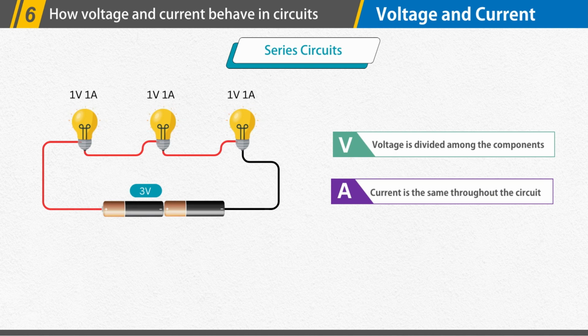This is because there is only one path for current flow and the same amount of current flows through each component in the series. The total current in a series circuit is the same at any point in the circuit and is equal to the current entering the circuit.